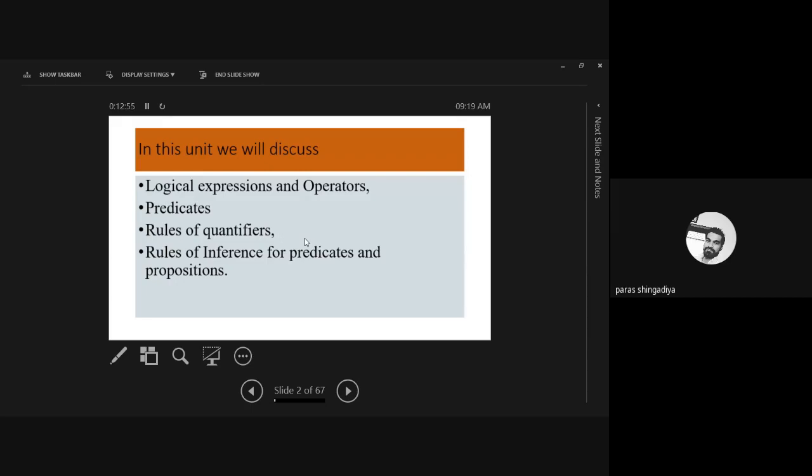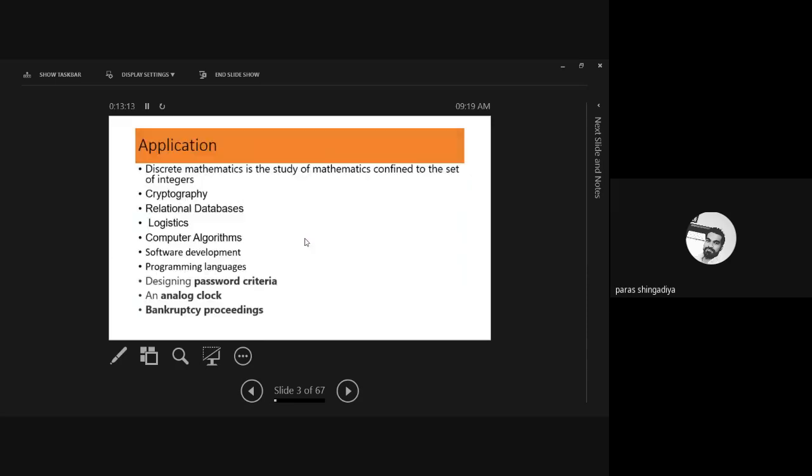These are some gates in electronics. So how we can define them in mathematical form, you will learn in this topic. Its operator, predicates, rules of quantifier theory, then rules of inference for predicate and its proposition. These are the main topics of that unit, and these are the applications of discrete mathematics. What is the importance?